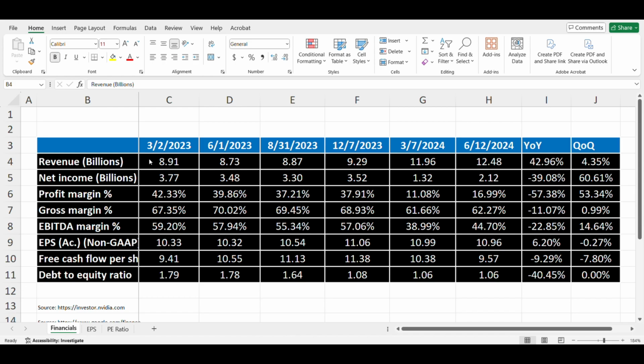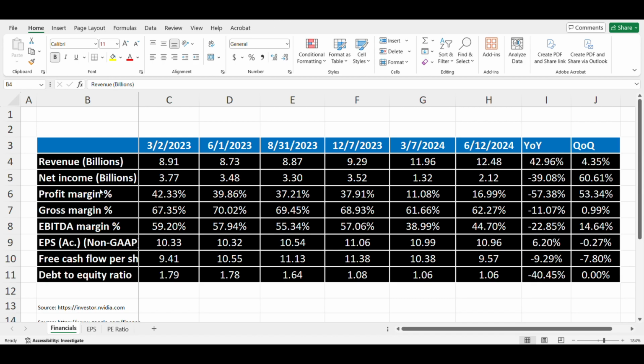For example, revenue, you see that each quarter revenue is going up. So year over year, 42.96% growth, and quarter over quarter, 4.35% up. Net income, I see a mixed picture. It's going up each quarter, but lately, in the last few quarters, the net income is not going well. So year over year is 39.08% down, but quarter over quarter is going up if you compare with the previous quarter.